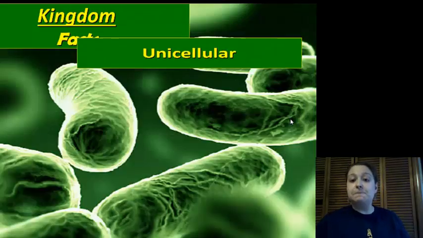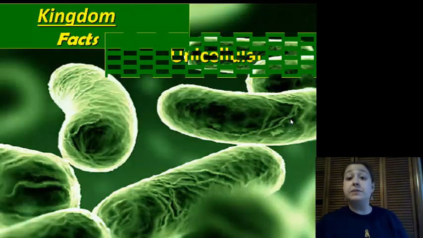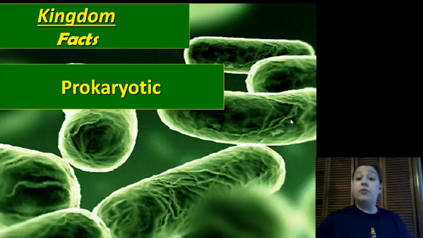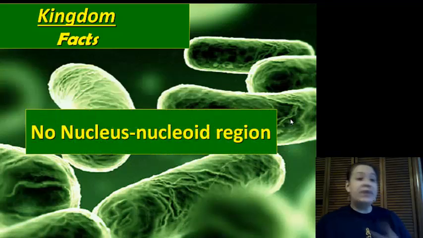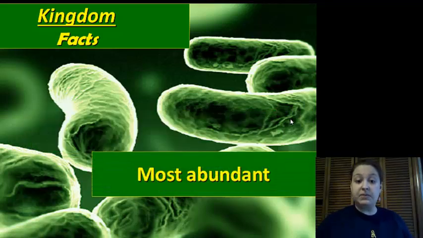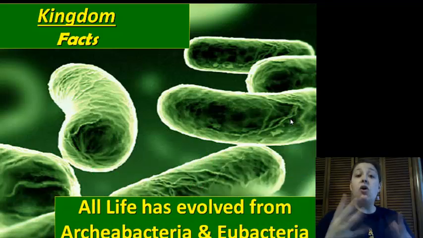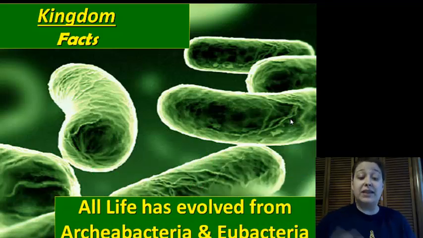Let's get some facts. They are unicellular. They are prokaryotic. They have no nucleus, but they do have a nucleoid region. They are the most abundant on the planet. And all living things have evolved from Archaebacteria and Eubacteria.